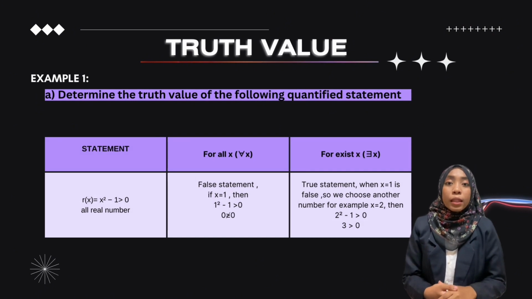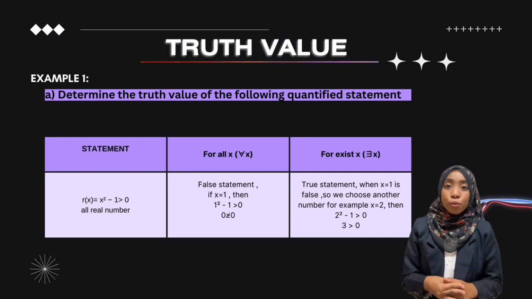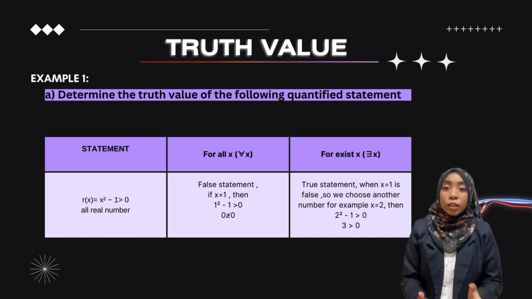For example, the statement is R(x) equals x to the power of 2 minus 1 is more than 0, with x denoted by all real numbers. A real number is any number from negative infinity to positive infinity. Okay, let's look at the answer if the statement is for all x, x to the power of 2 minus 1 is more than 0. So the statement is false because if x is equal to 1, we put 1 into the equation.